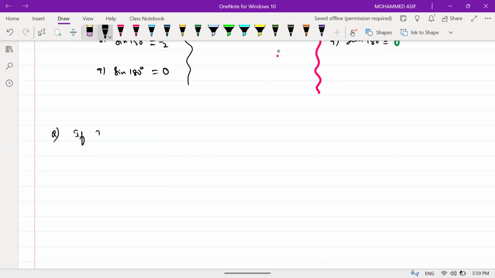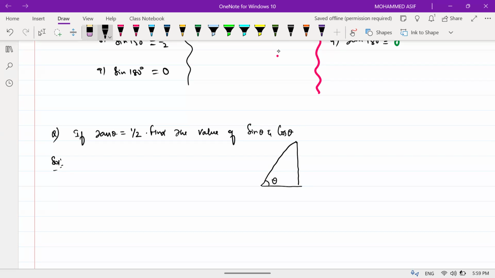If tan theta is equal to 1 by 2, beta, find the value of sin theta and cos theta. Anyone, beta? This will be theta. Tan theta is given as 1 by 2. Tan theta means what, beta? Tan theta is equal to 1 by 2. That means perpendicular divided by base. Perpendicular is 1, base is 2.